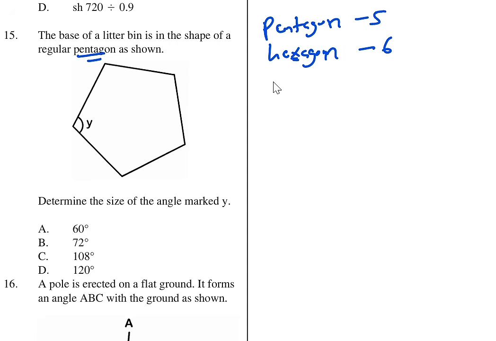If you hear heptagon, sides ni 7. Ukisikia octagon, sides ni 8. Ukisikia nonagon, 9. And then decagon, 10. A decade, 10 years. So decagon is 10. So our work here, we need to get Y. And notice Y iko ndani. This is interior angle. So this is interior. What is the size of the interior angle?